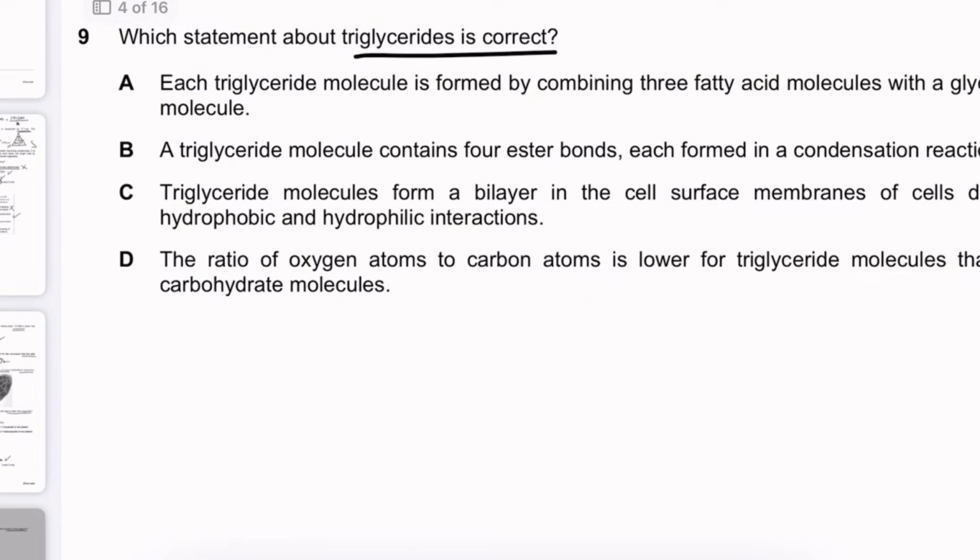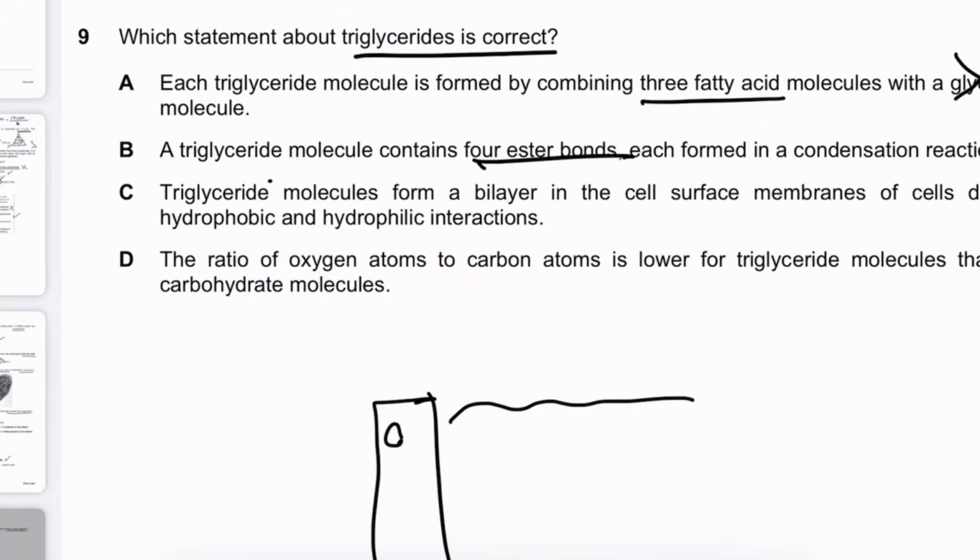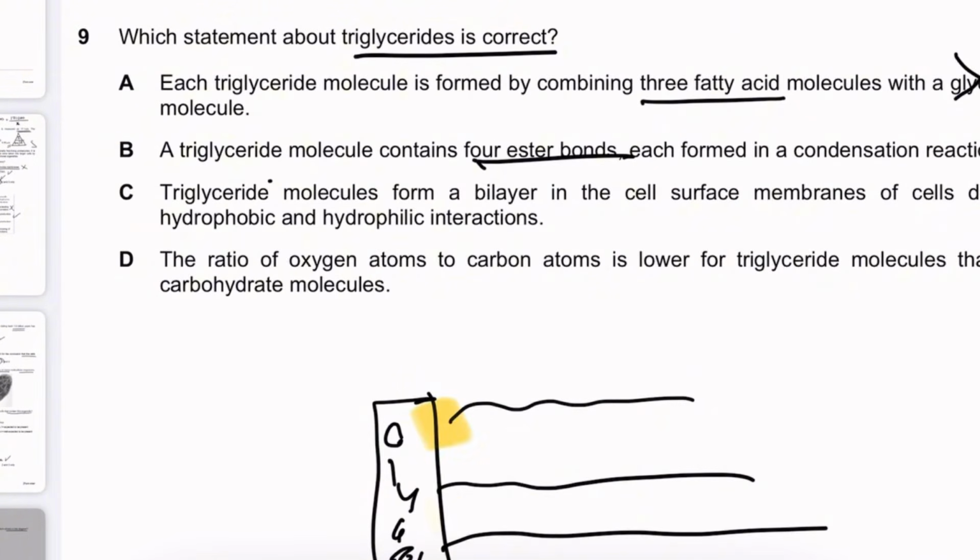Which statement about triglycerides is correct? Each triglyceride molecule is formed by combining 3 fatty acids with a glycerol. A triglyceride molecule contains 4 ester bonds. No, between each fatty acid and the glycerol, there's going to be a single ester bond. So because there's 3 fatty acids, let's imagine this is glycerol. You're going to have 3 fatty acids. At each spot where we're going to have a bond between them, it's going to be an ester bond, and that's 3 bonds. Triglyceride molecules form a bilayer in the cell surface membrane of cells due to hydrophobic and hydrophilic interactions. It's not triglycerides, it's phospholipids.